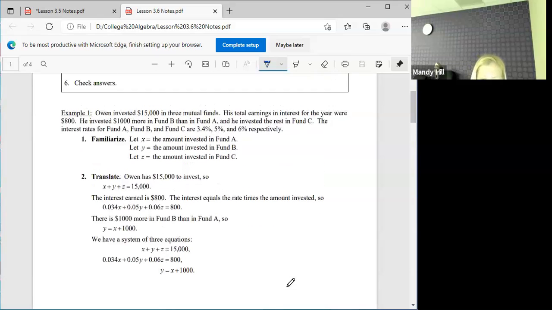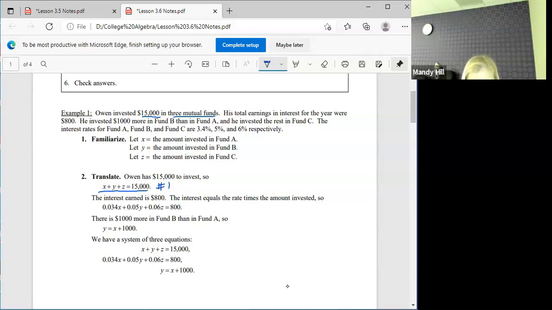Okay, so then they've gone back up here and said, look, Owen invested $15,000 in 3 mutual funds. So Fund A plus Fund B plus Fund C, he put in $15,000. There's the first equation right there that we can use. This is our equation number 1. He had to invest all that in 3 funds, so some went in A, some went in B, and some went in C.